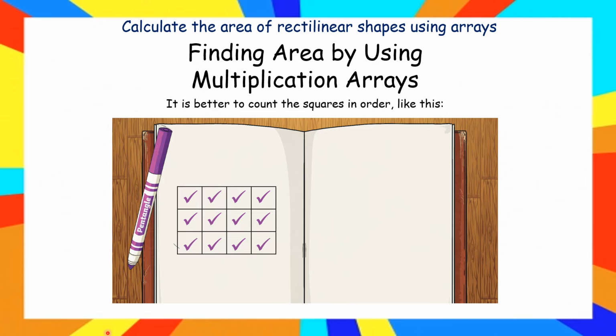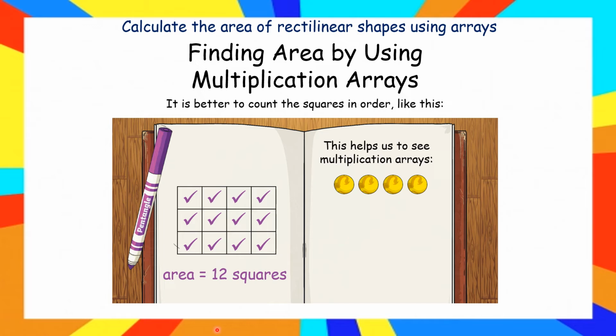As you can see, it is better to count squares in order like this so we do not miss out any one. When you count randomly, you can miss some out, especially if you're not making any marks in the squares, as we are making a tick now. So it's always better to count in order, one row at a time. And the area of this shape now is 12 squares.